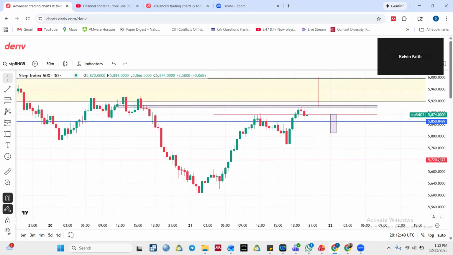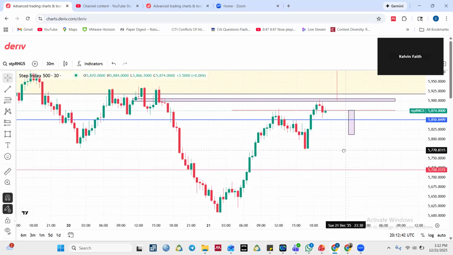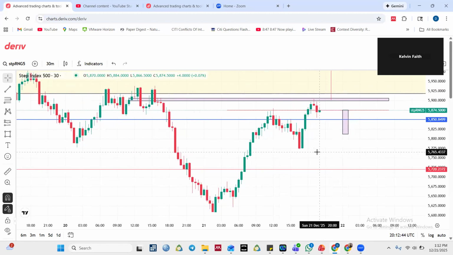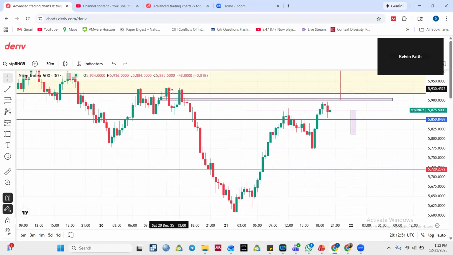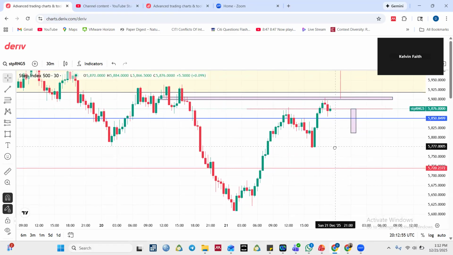Yeah, so 30 minutes is not looking too bad. And this area also looks like a supply zone, right? This area looks like a supply zone. There has been sales from here. It makes sense for price to get here back and sell again.